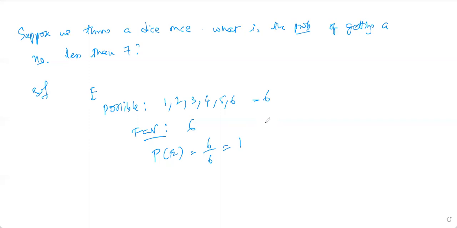We have a special name for an event having probability 1. The probability of an event which is sure or certain to occur is 1. Such an event is called a sure event or certain event.